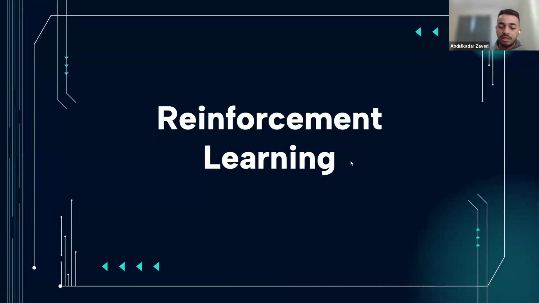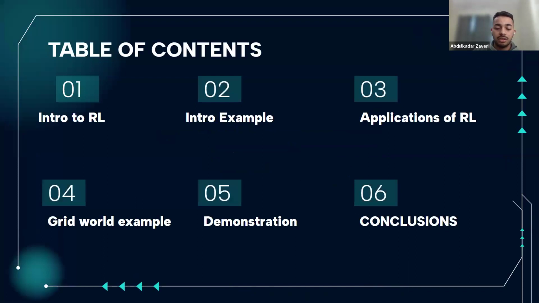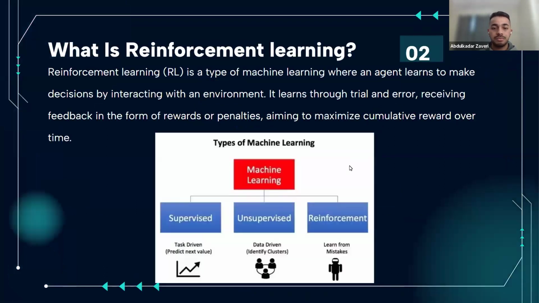Hello everyone. Today I'm going to talk about a very interesting branch of machine learning, which is called reinforcement learning. We all have heard about machine learning. It is a field of study that gives computers the ability to learn and improve from experience without being explicitly programmed. It consists of three parts: supervised learning, unsupervised learning, and reinforcement learning.